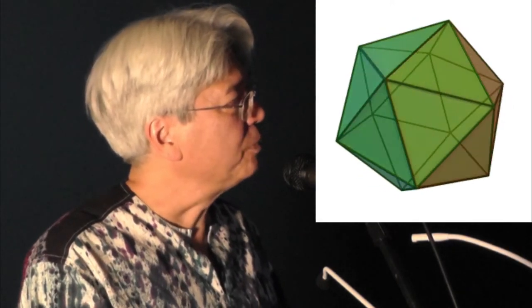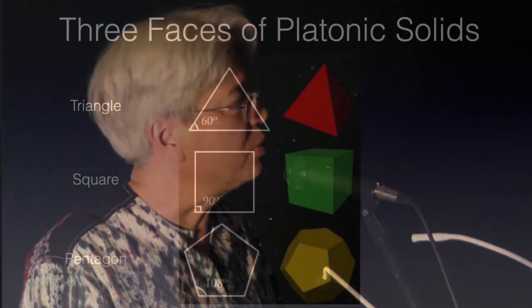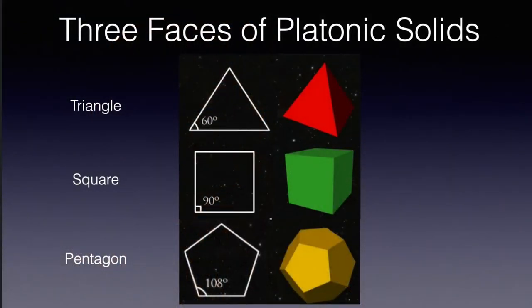Okay, so again, we have the triangle, and that angle is 60 degrees there. Each one of the angles is 60 degrees. The square, each one of the angles is 90 degrees. And the pentagon, each one of the angles is 108. So we have the tetrahedron, the hexahedron, and the dodecahedron.